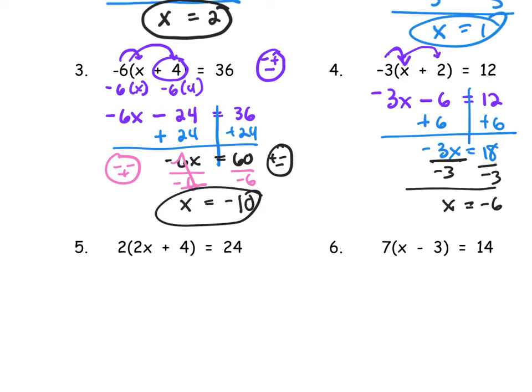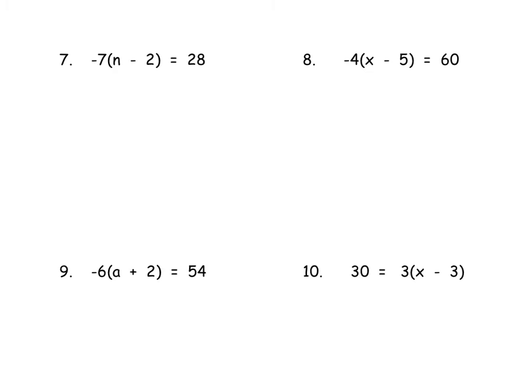So I'd like you to skip over to equation number 7. In problem number 7, we see a negative coefficient out front. We also see a minus 2 inside. So this is very, very common to make an error on these type of problems. So let's be very careful. We're going to start and think through this process.